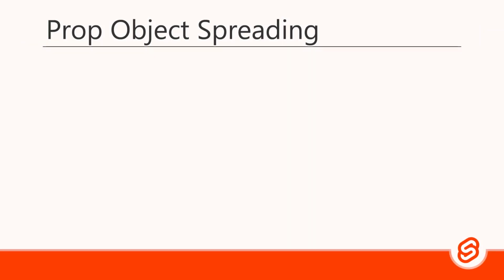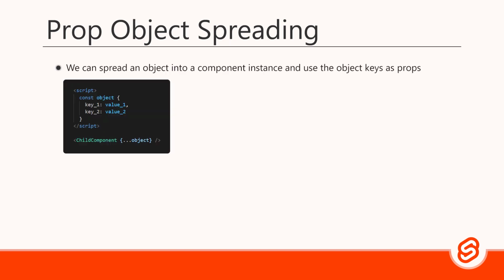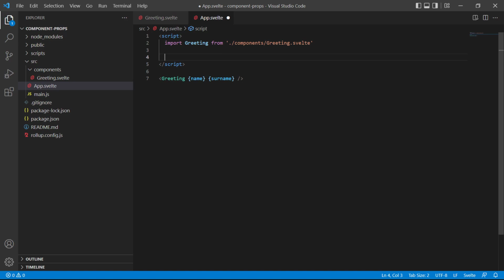When our dynamic prop values come from an external source, it will most likely be in an object. While it's perfectly valid to access object properties with dot notation, modern JavaScript makes it a lot easier. Svelte allows us to spread an object into a component instance and use the object keys as props. To demonstrate, let's remove our name and surname constants and define an object called user. Then we'll add the name and surname back in as key-value pairs.